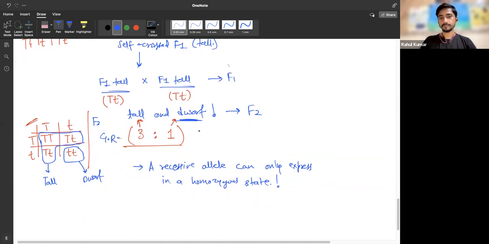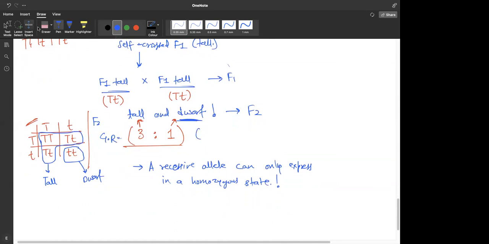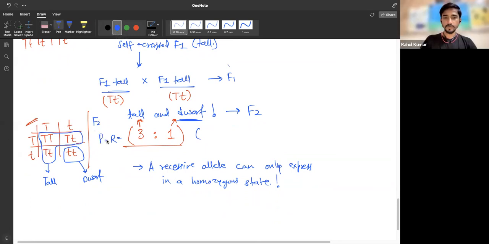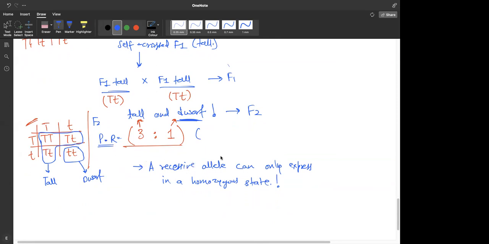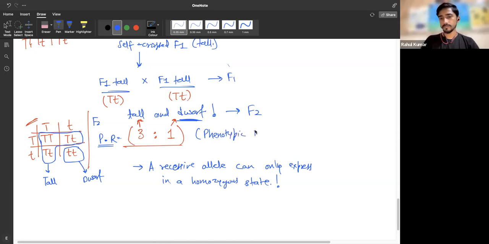So this is known as the phenotypic ratio. Phenotypic means what we can see. Phenology is the study of visible characters. So this is called phenotypic ratio, what we see. Because in these three tall plants, one is a different kind of tall. Can you see that? One is pure tall with respect to genetics, but visually both of them will be tall. And two are hybrid tall.